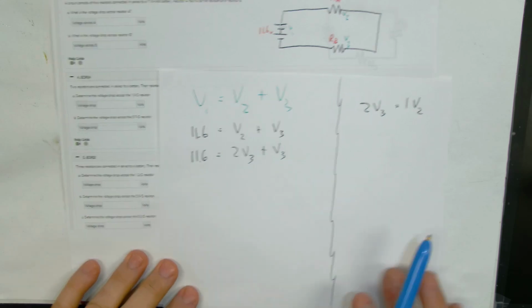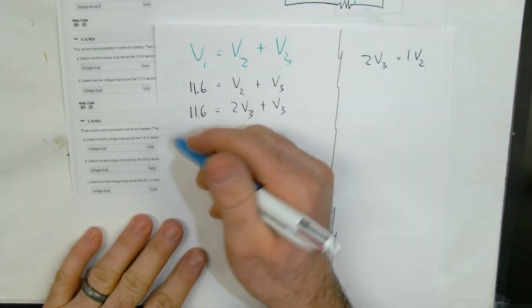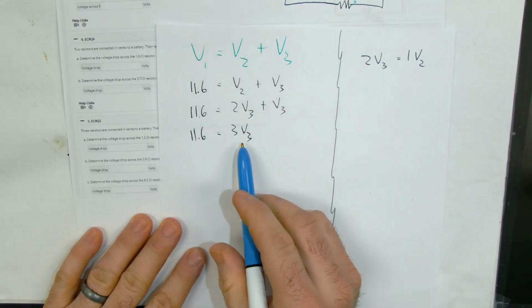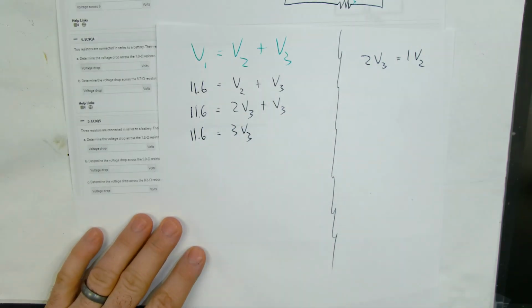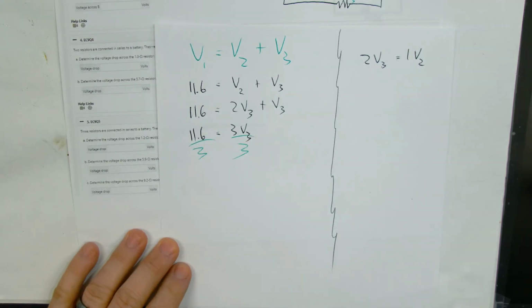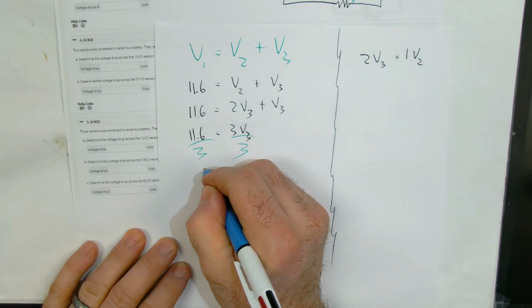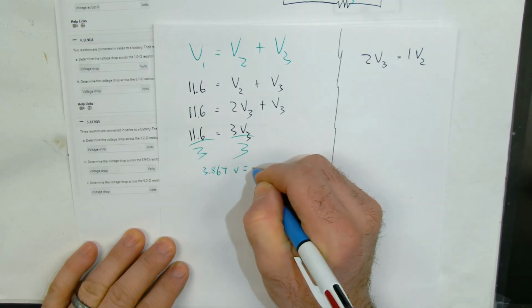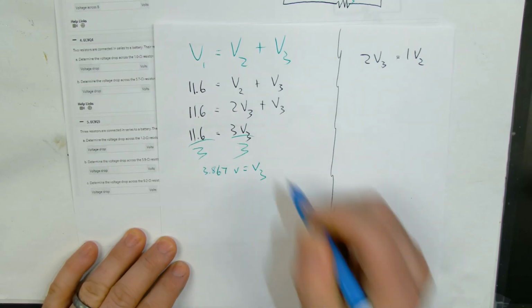We can then solve this. And what we're going to find, of course, is that 11.6 is equal to 3 of those. We can divide both sides by 3. And you're going to find that 3.867 volts equals the voltage drop at V3.